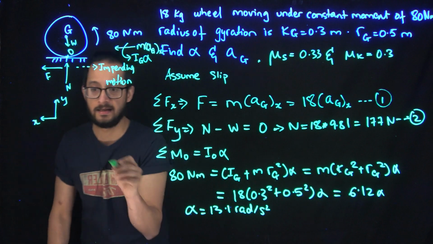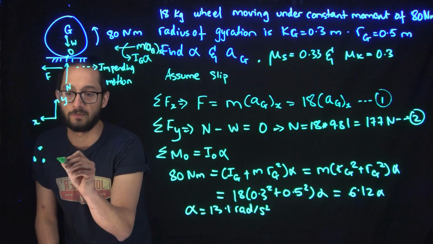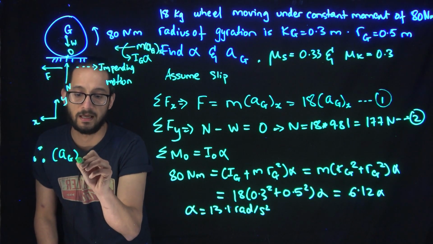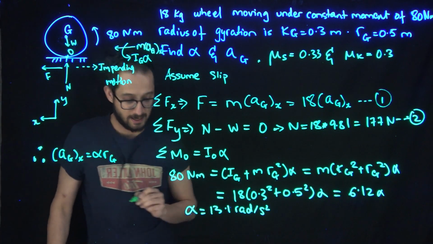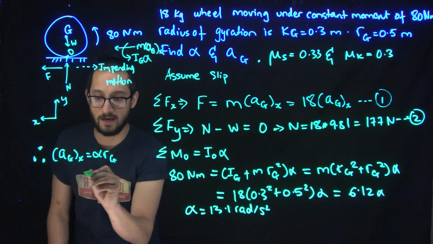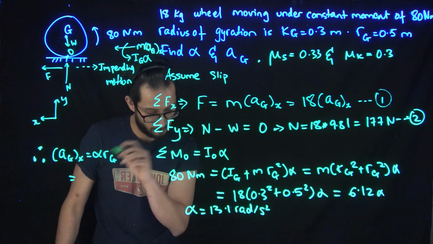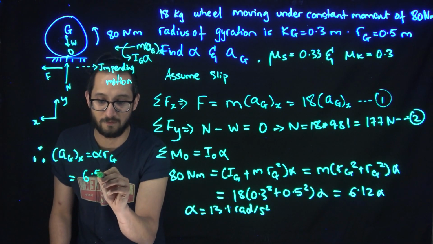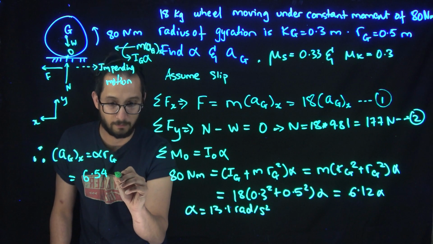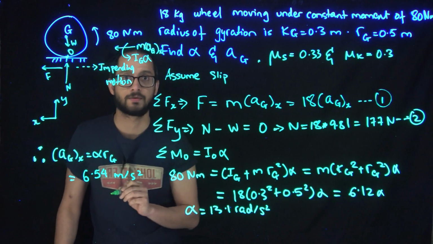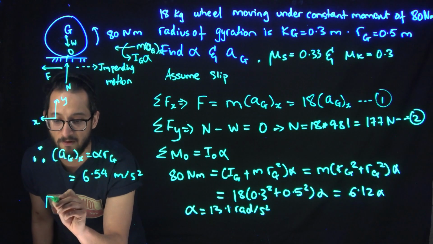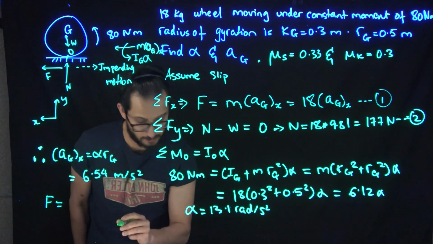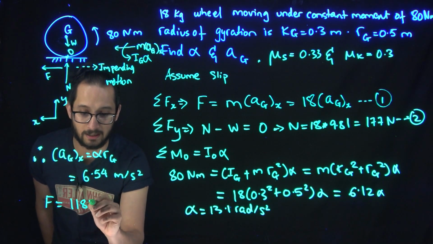I do, because rolling is happening, right? So I can say that, because I'm assuming rolling without slip, a_Gx is equal to alpha times r_G. So from here, doing the math, my a_Gx turns out to be 6.54 meters per second squared. All right. Now I plug this into equation 1 and I see that my force comes out to be equal to 118 newtons, right?